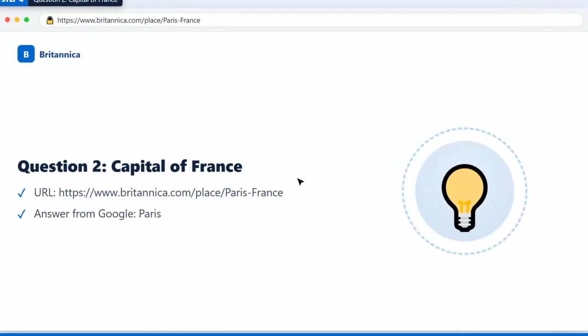Now let's address our next query. What is the capital of France? The answer, of course, is Paris. Paris not only serves as the country's political center, but also its cultural and economic hub. For example, the Eiffel Tower, a global icon located in Paris, attracts millions of visitors annually, highlighting the city's significance in the realm of tourism and international recognition.